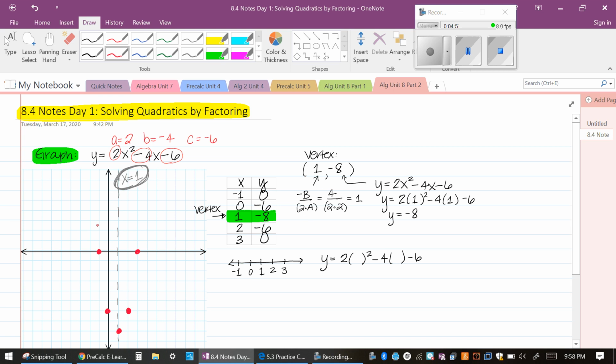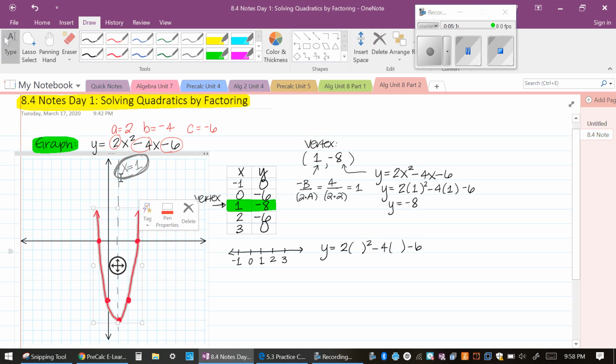Okay, so now I'm going to connect the points and make a U shape. Remember, try not to make it pointy. Came out a little crooked. I'm going to try it one more time. Try to make it as symmetrical as possible.